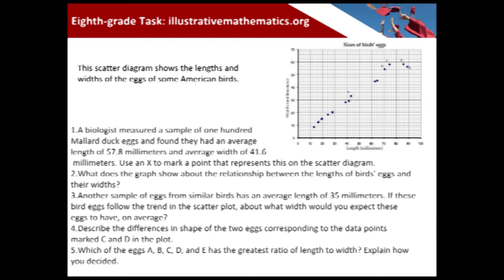So there's a whole lot of data you can graph and go through this same process that's in this task, where you have them mark an average on the diagram, talk about the relationship, talk about another sample that has a different average for one component, and then they have to extrapolate what probably is the average for the other component, and talk about ratios here too. And then relate that ratio to the slope.